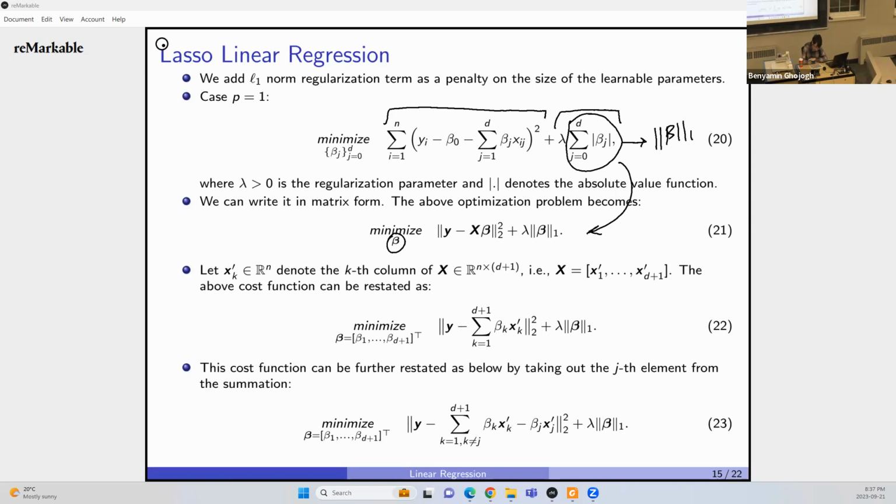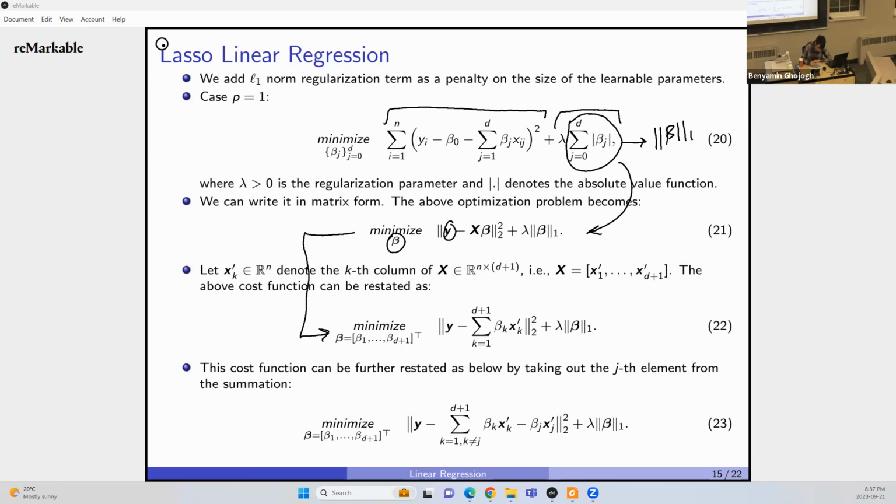What should I do? I want to use coordinate descent. What do we do in coordinate descent? We consider the elements, the coordinates of the optimization variable one by one. What is my optimization variable? Beta. Therefore, the elements will be beta j, right? But before that, can I restate equation 21 as this?